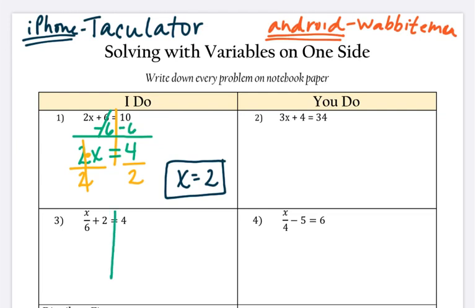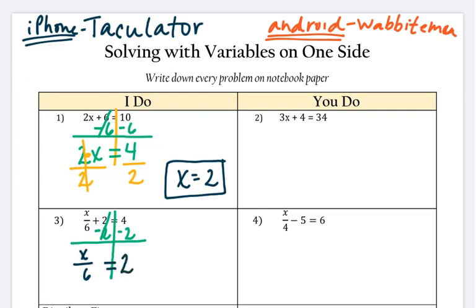When you're ready, let's take a look at number 3. So in number 3, again, move the constant. That's the number without a letter. So if that was a positive 2, I'm going to subtract 2 from the left, and I subtract 2 from the right. On the left side, that leaves me with x over 6 equals 4 minus 2, which is the number 2.